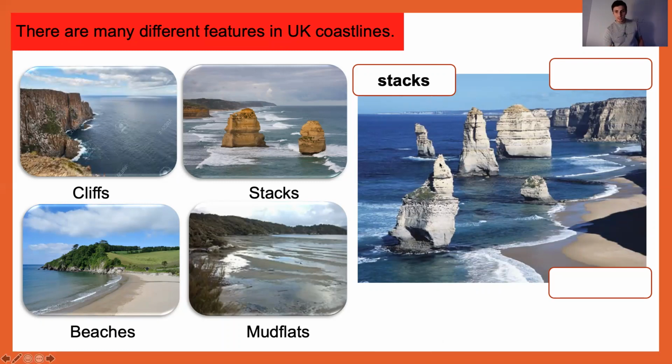Let's have a look. So up here we've got stacks. You can see there are 1, 2, 3, 4, 5 stacks there, which is a big bit of rock that is pointing up at the sea and surrounded by water. We can see we've got a beach down here, which is a low part of ground where the land meets the sea, which you could walk into. And up here we've got a cliff, which is a very steep area of rock where the land meets the sea.